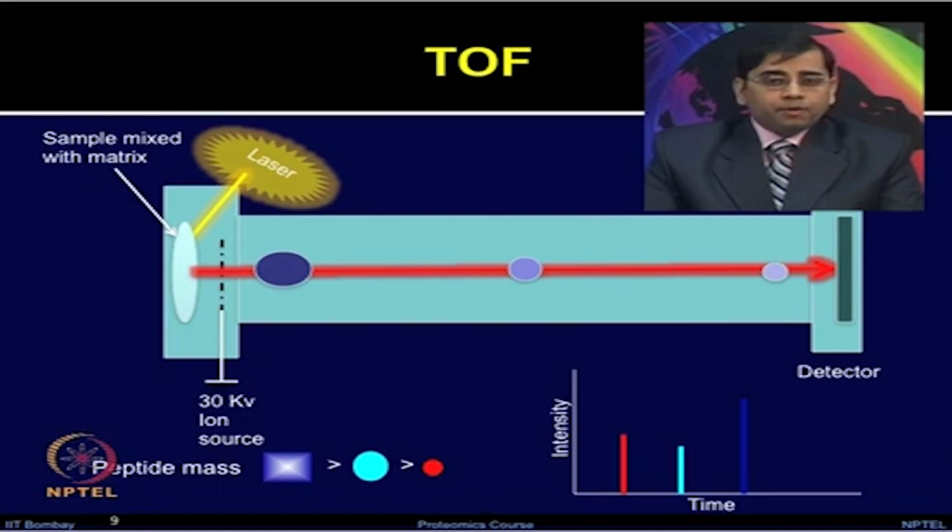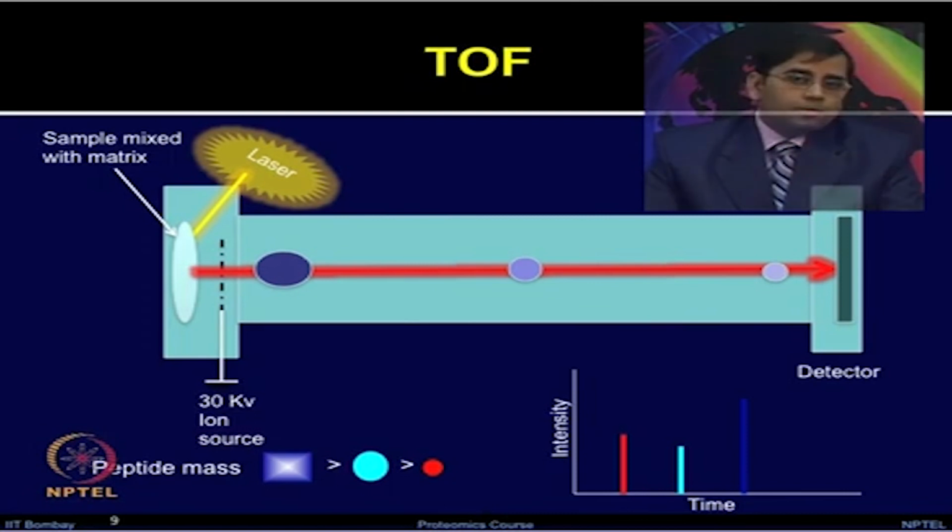Now, if you take an example where you have 3 ions, as shown in the dark blue, light blue and the red color in the slide, you will expect that the small ion, which is the red one, will show the first peak, followed by the blue ion and then the dark blue one.